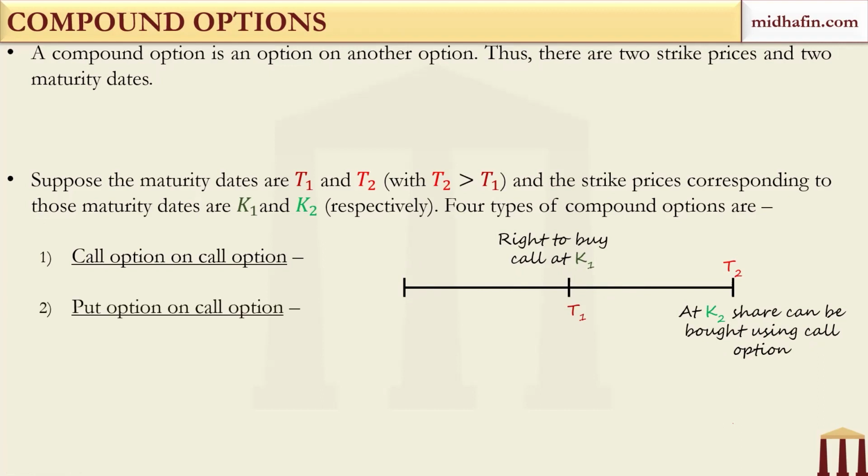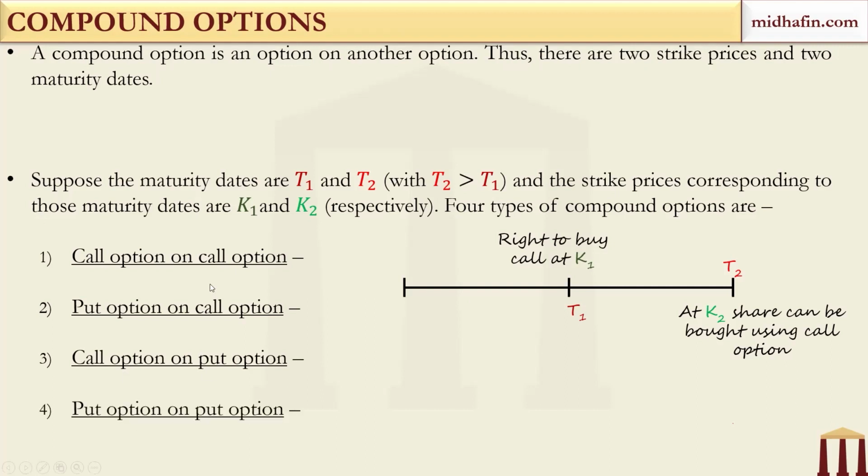Then you can have put on call, which means you want the right to sell a call option on a certain asset one year from now, and that call option will have its own specification, that a certain underlying asset will be bought or sold at a specific future date, at a certain specified price. Then you can have call on put, and finally you can have put on put option. So there are four variations of compound options.